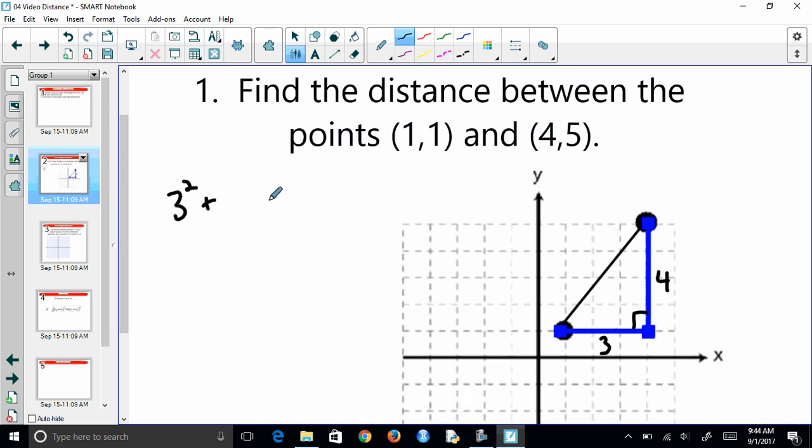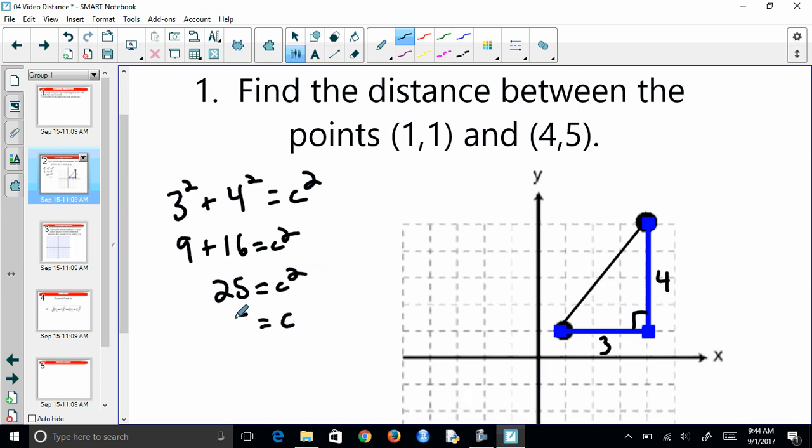3 squared plus 4 squared is equal to c squared, or 9 plus 16 is 25. And what number squared is 25? Hopefully everybody knows the square root of 25 is 5. So our answer here is 5.